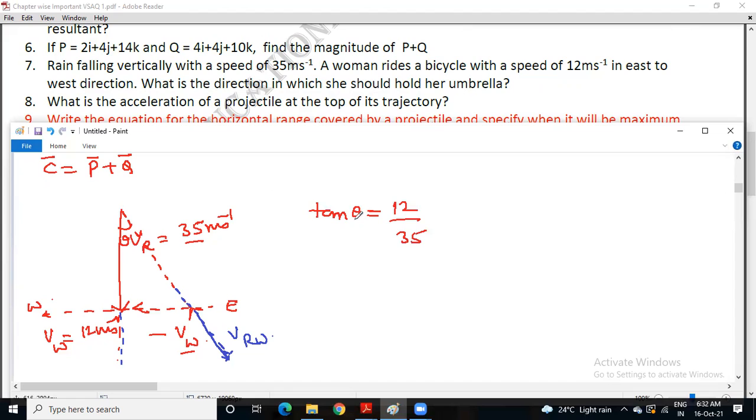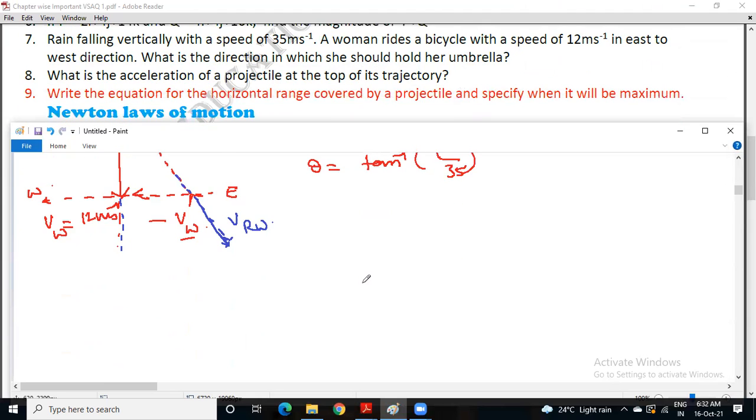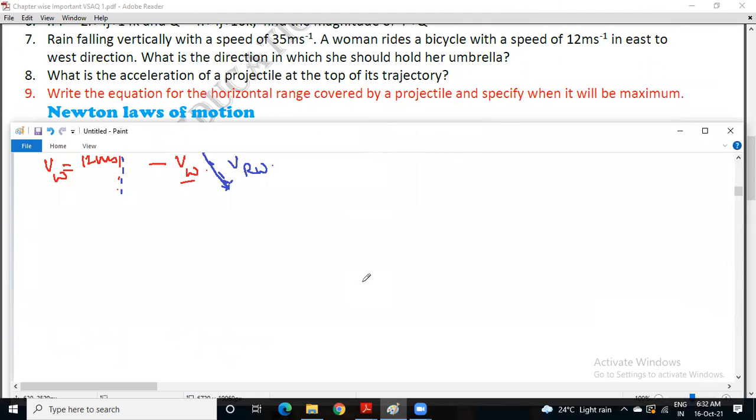So you can stop the answer here. You don't need to find it. Otherwise, if you are interested, you can write this as tan inverse of 12 by 35. Okay. Now let us proceed with the next question. That is question number 8. What is the acceleration of a projectile at the top of the trajectory? So once again, let me explain with the help of a diagram.